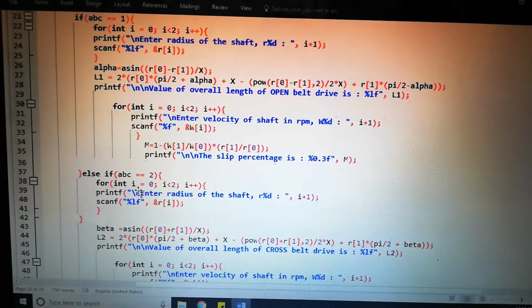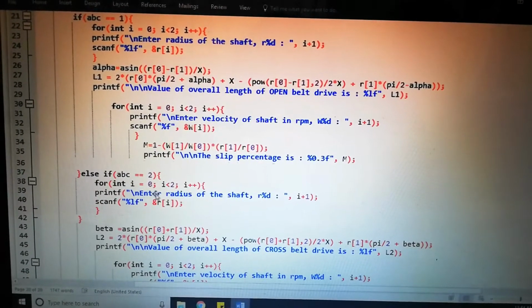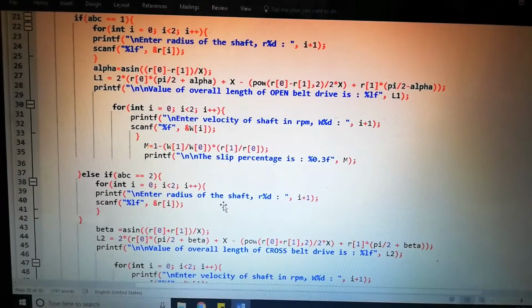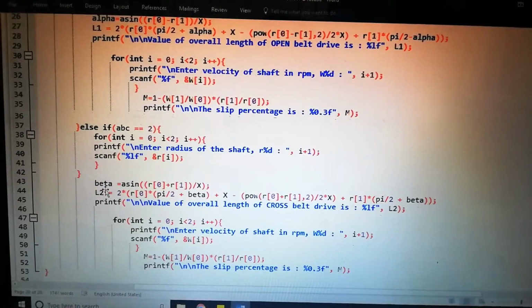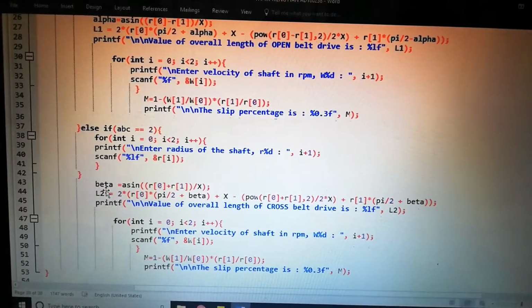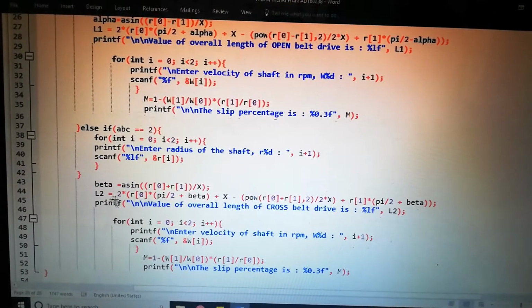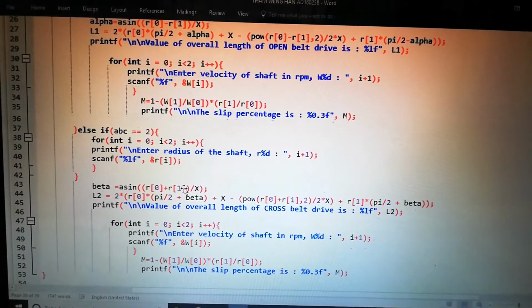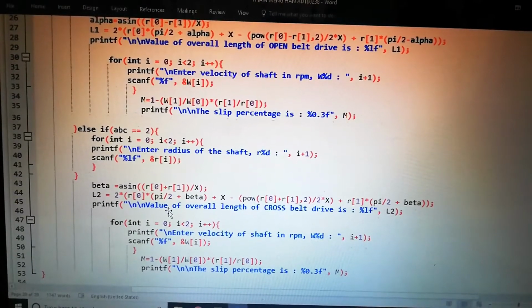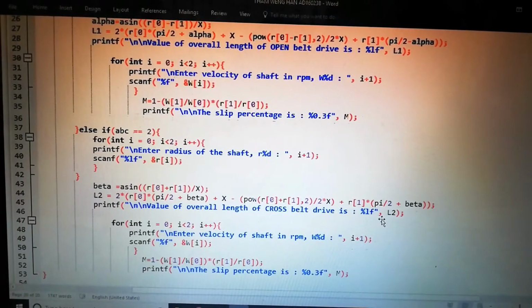Same, we will use i equal to 0, i less than 2, i plus plus in order to insert the radius of the shaft. Next we will use beta. This is the formula of the angle of contact for the closed belt drive system, and L2 is the overall belt length formula for the closed belt drive. So next, after we insert the radius value, we will get the value of the overall belt length for the closed belt drive. This is L2.